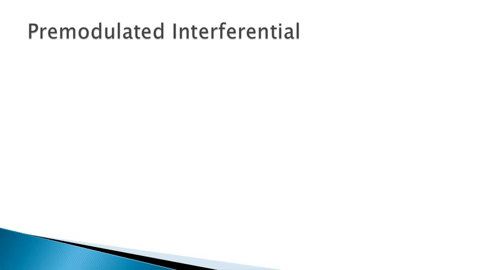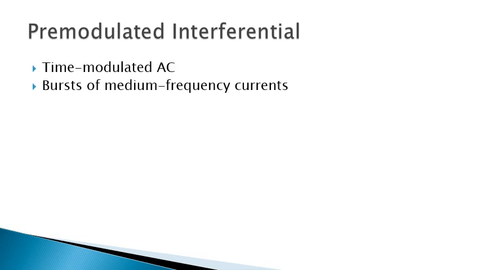So premodulated interferential, it's a time-modulated alternating current, and it uses bursts of medium frequency. Essentially, premodulated is basically two-pad interferential. The difference is, instead of the two channels having the constructive interference in the body where you have the four pads, now it does it within the machine. So you only need two pads for premodulated interferential.